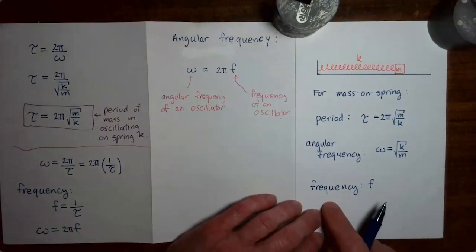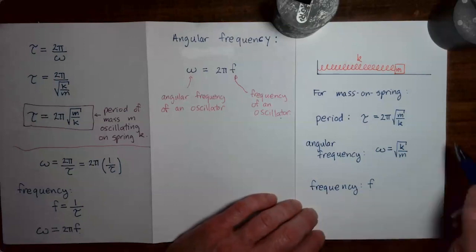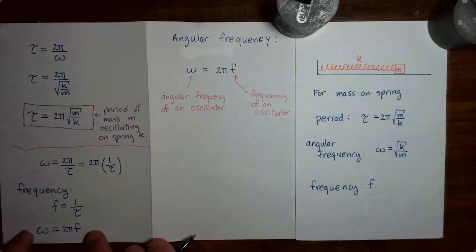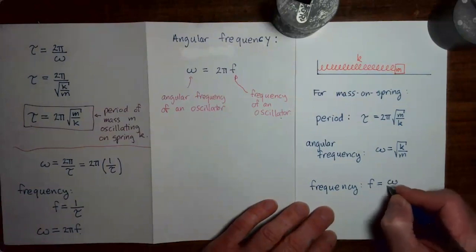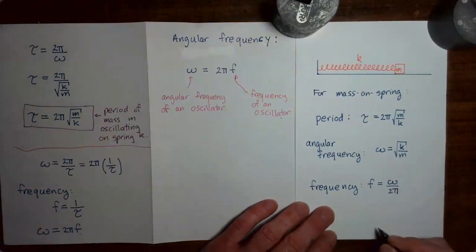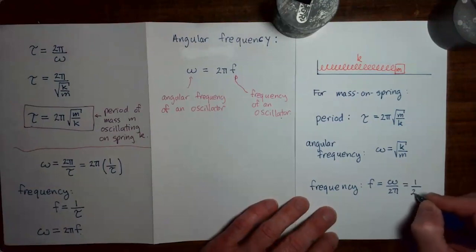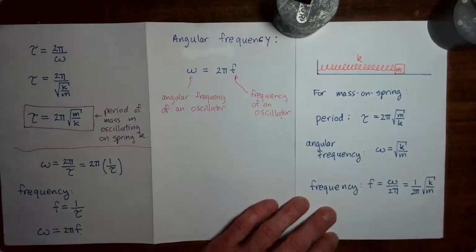And finally, and we don't actually use this very often, but we can write down an expression for the regular frequency of the mass oscillating on the spring. That regular frequency would be equal to the angular frequency divided by 2 pi, or in other words, the regular frequency would be 1 over 2 pi times the square root of the spring constant divided by the mass.